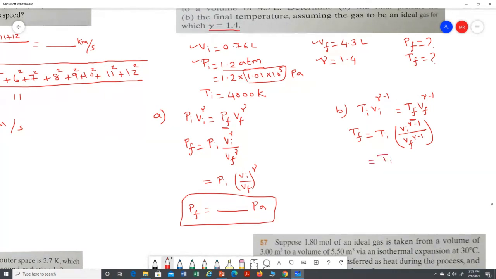Yes. I can write this as V initial over V final, the whole to the power gamma minus 1. I can write this equation like this. Am I right? When you substitute the value, you will get the answer in terms of Kelvin. T initial is given. What is your T initial?